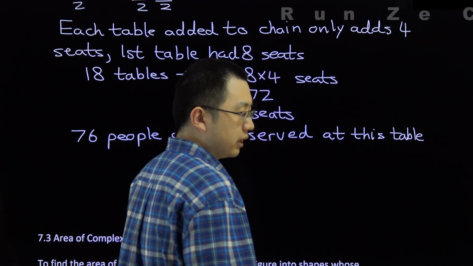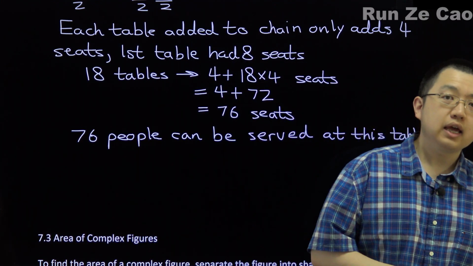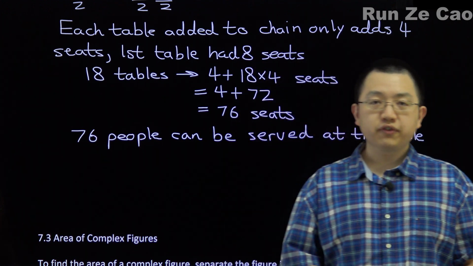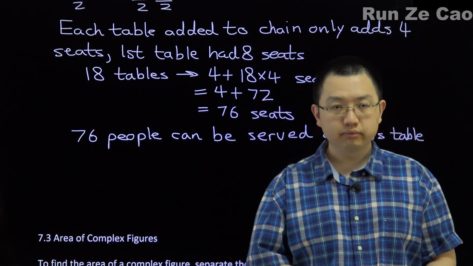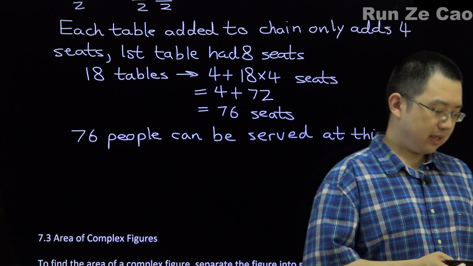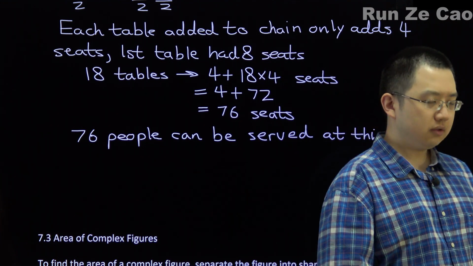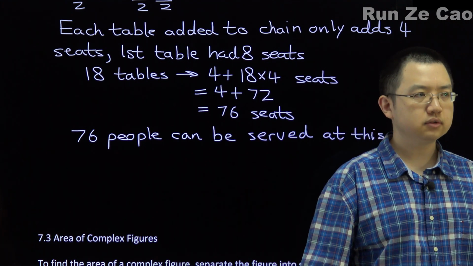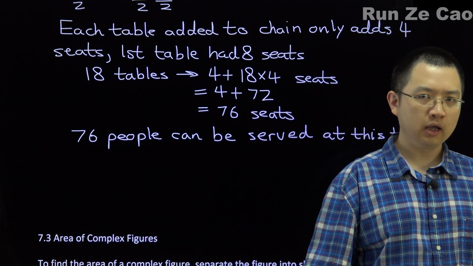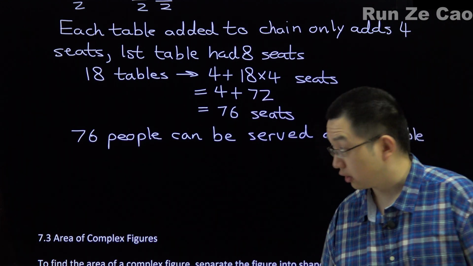On the other hand, with your 18 tables and 8 seats per table, you could have served 144 people. Yeah, so large parties, well, why don't we have a bunch of people just sitting at their own tables? You can always turn around and talk.